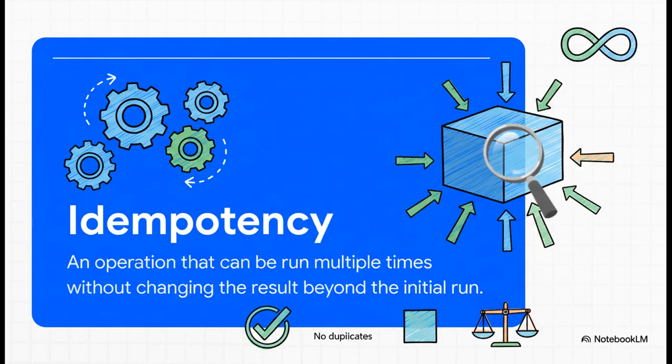So I've used that word a few times, idempotency. What does it actually mean? Well, to put it simply, it's an operation you can run 1,000,000 times and you'll get the exact same result as if you just ran it once. Think of it like pressing the mute button on your TV remote. The first press mutes it. Pressing it 10 more times doesn't change anything. It stays muted. No errors, no duplicates, no weird side effects.